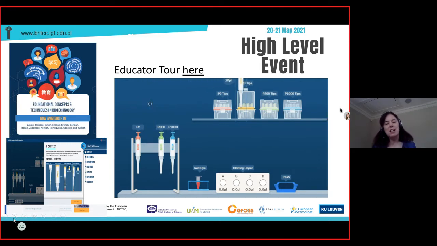And there's an educator tour available, and I'm just showcasing here a little simulation around micropipetting. This has proved very valuable during the COVID-19 pandemic, but teachers tell us that this is also valuable when we return to the classroom. This could be, for example, used as a preparatory course for students to do before the lab session, and also could be very valuable in terms of revision techniques.